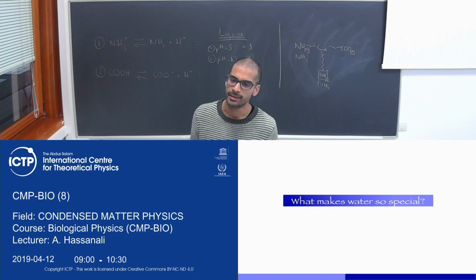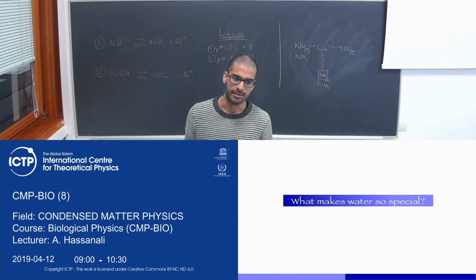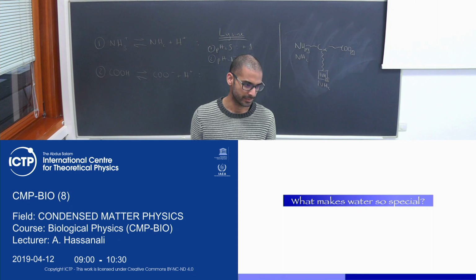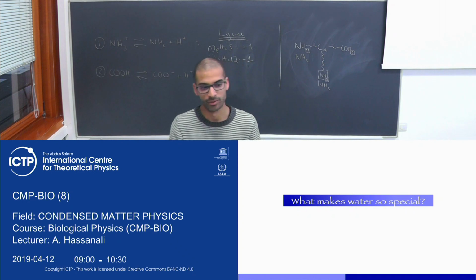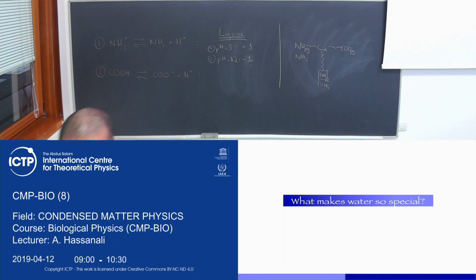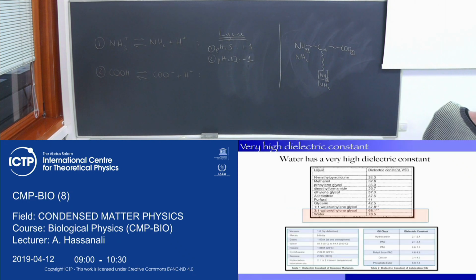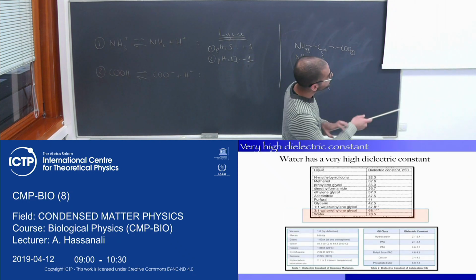Water has a heat capacity minimum in the supercooled region, which most other liquids don't. Water has a compressibility minimum, isothermal compressibility, also in the supercooled region, which other liquids don't. Water also has a very high dielectric constant compared to other liquids. Okay, so let's look at this a bit more and see where this is coming from.